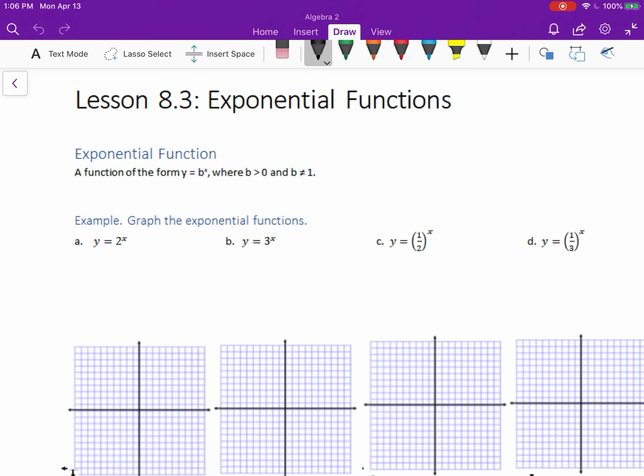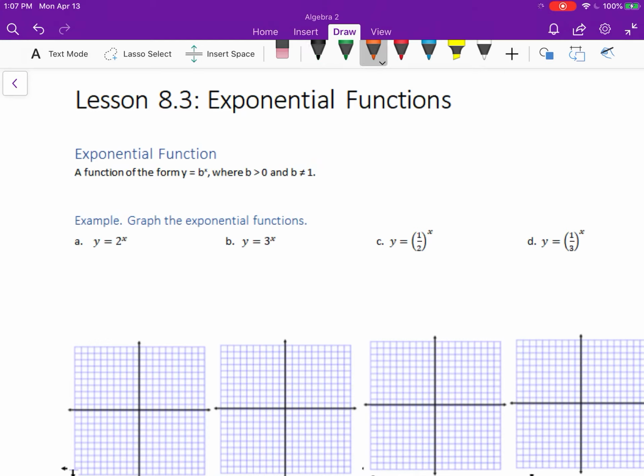All right, here in this lesson 8.3, we're going to look at exponential functions. You'll notice here right away it says a function of the form y equals b to the x, where b is greater than 0, but b does not equal 1. So there are those couple of stipulations on there.